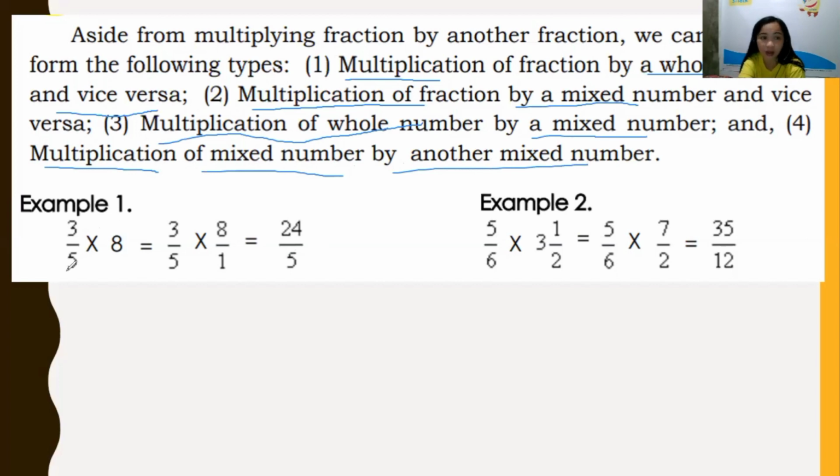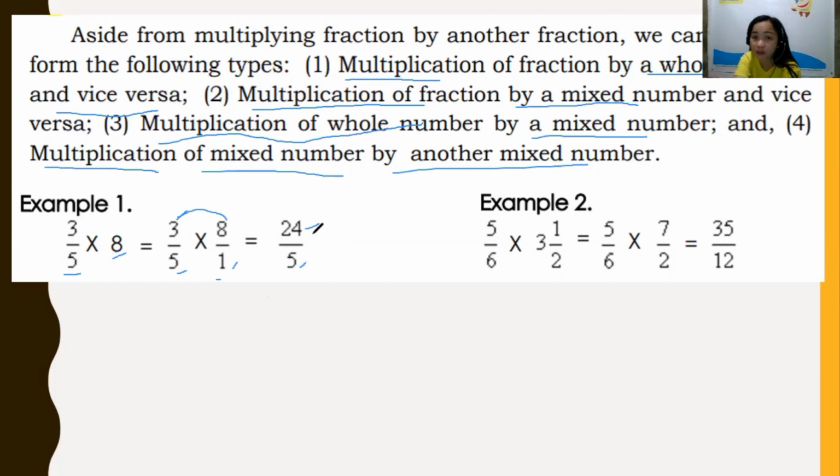So in our first example, we have 3/5 times 8. That is multiplying fraction by a whole number. So let us explain. So since our fraction is 3/5, we just copy 3/5. And 8 is a whole number. Whole number always has a denominator of 1. So lagi siyang may 1. So now let us proceed. We have 3 times 8 is 24. 5 times 1 is 5. The answer is 24 over 5.